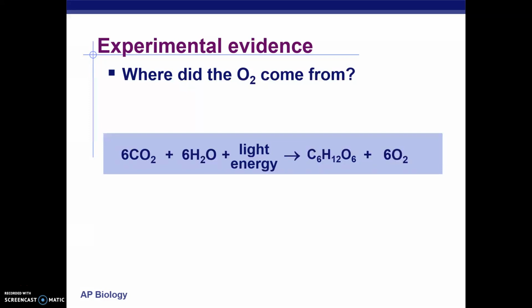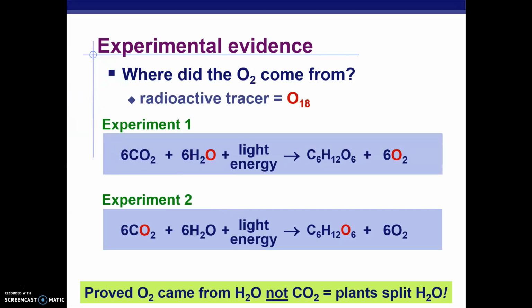Previously, it was believed that the oxygen came from the carbon dioxide molecule, but we now know that the oxygen does in fact come from the splitting of water. Radioactive tracers were used to prove this. So when they used radioactive labeled water, the oxygen that was generated was also radioactive labeled. And when they used radioactive labeled carbon dioxide, the glucose was radioactive labeled. So that proves that the oxygen comes from splitting of water and not from the carbon dioxide.